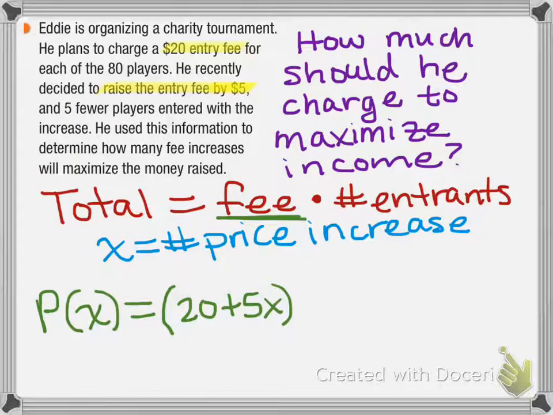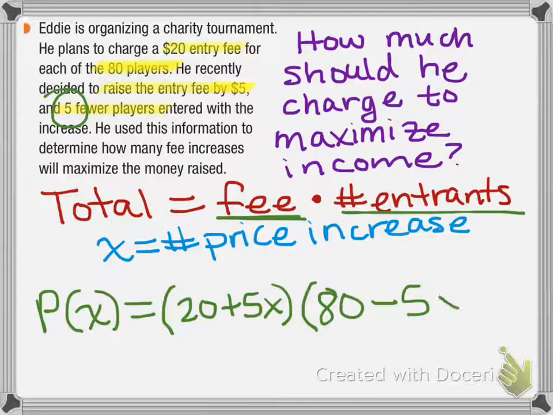So the fee would be a $20 fee, but it could go up $5 on each price increase, so that would be the fee. Next, I want to look at the number of entrants. Well, there was originally 80, but when the fee went up, 5 fewer people signed up to play. So then when I look at the number of entrants, what this is being multiplied by would be 80 minus the 5 fewer players times the number of price increases. And from here, I can end up writing my function.